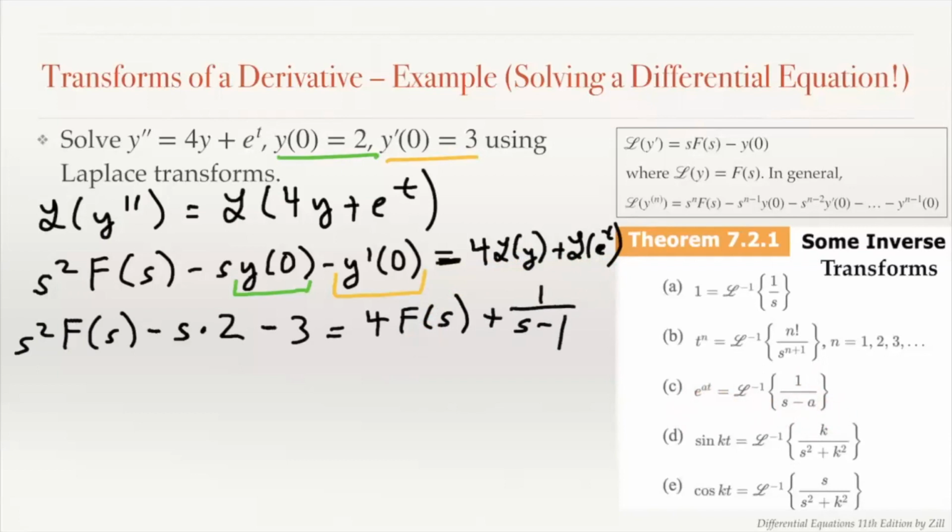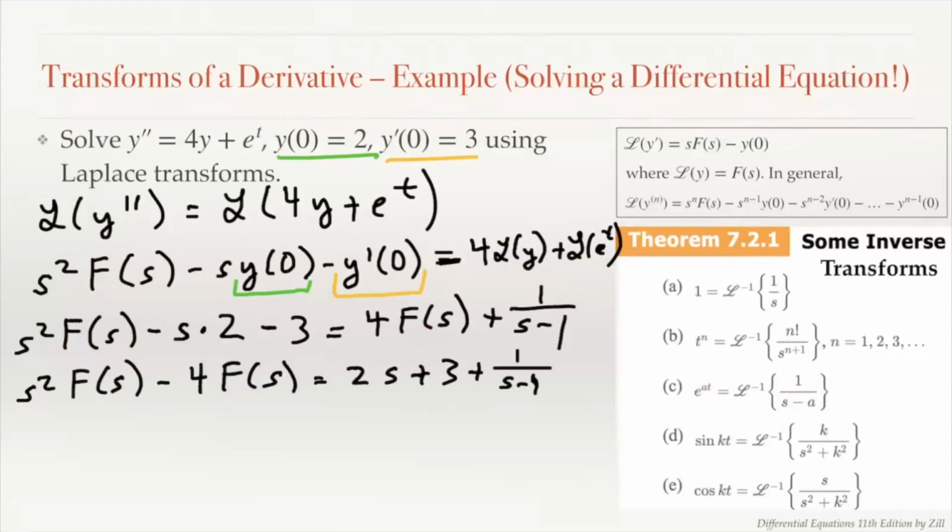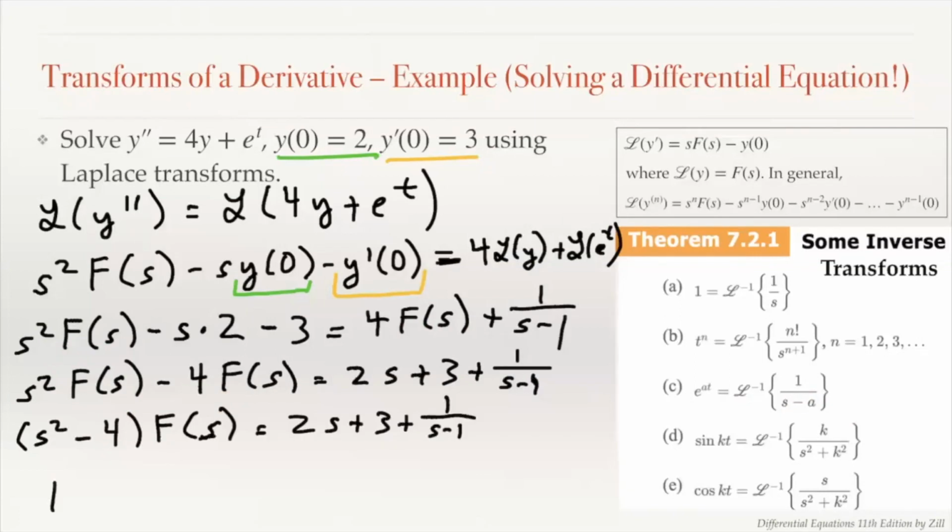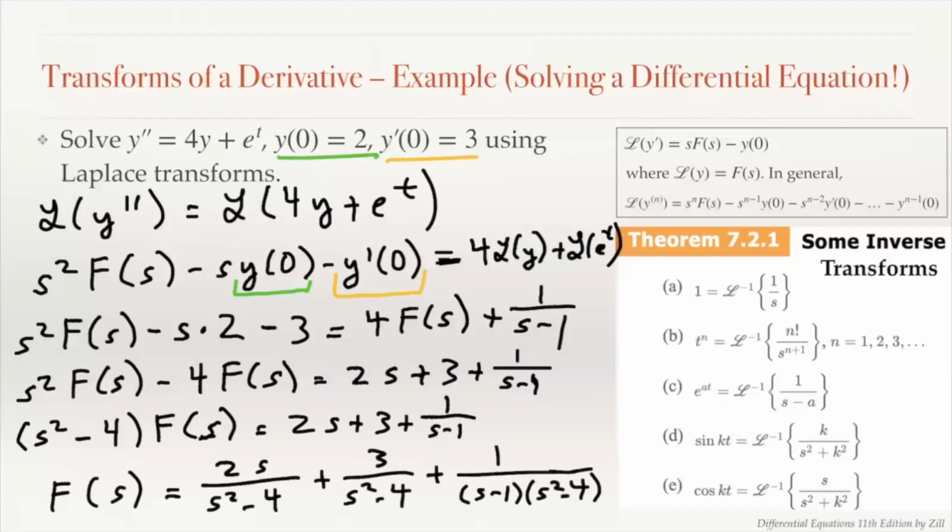And now, just as before, we solve for big F of s. So we'll gather that on one side, and we factor out the big F of s, and divide by s squared minus 4, and that is our Laplace transform of y.